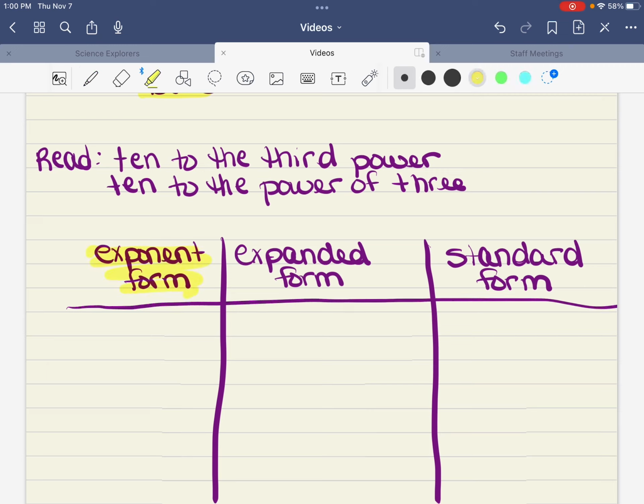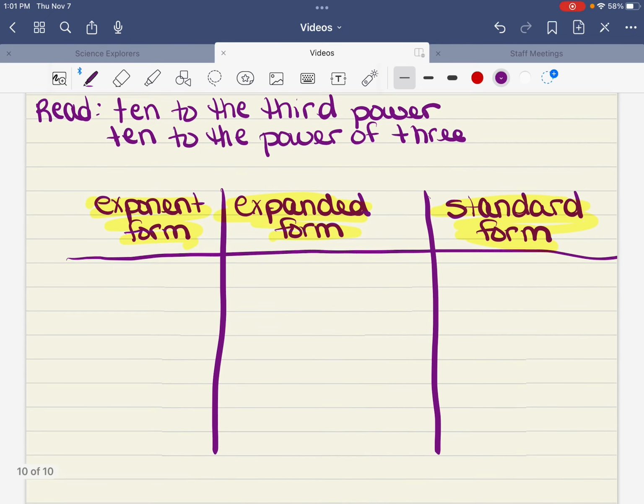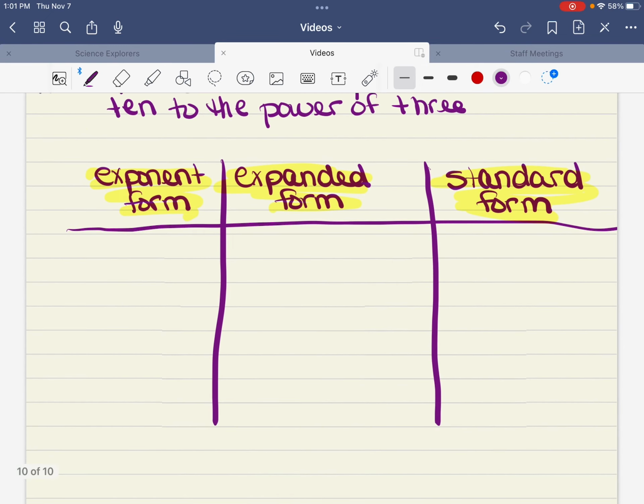So exponent form. You'll also hear it called, very fancy, exponential form. It has the word exponent written right in it, so you may see it written as exponential form. All right, so let's do our first example here, and we'll do that 10 to the third power that we were talking about up there.